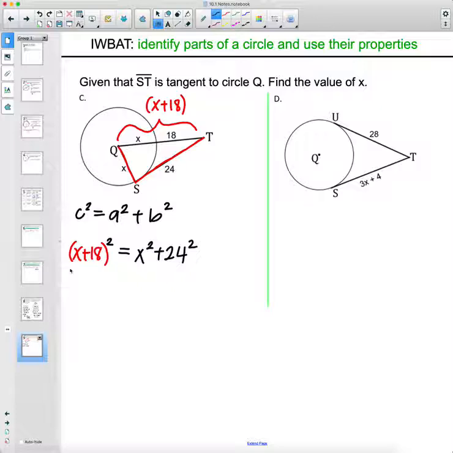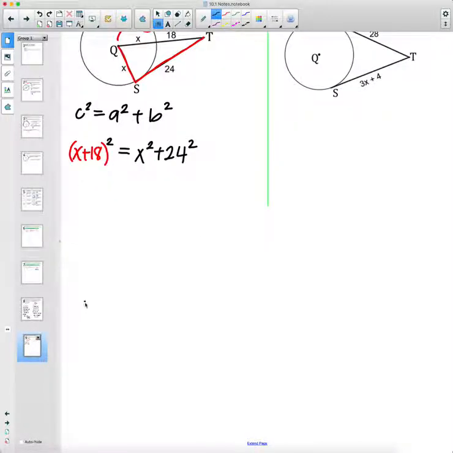Okay, so this is going to require that you FOIL or do the box method to figure out simplifying that. Okay, so most of you, if you are here, probably use the box method. So you put x and 18 on top and on the side, multiply. X times x is x squared. X times 18 is 18x. X times 18 is 18x. And then 18 times 18 is 324.